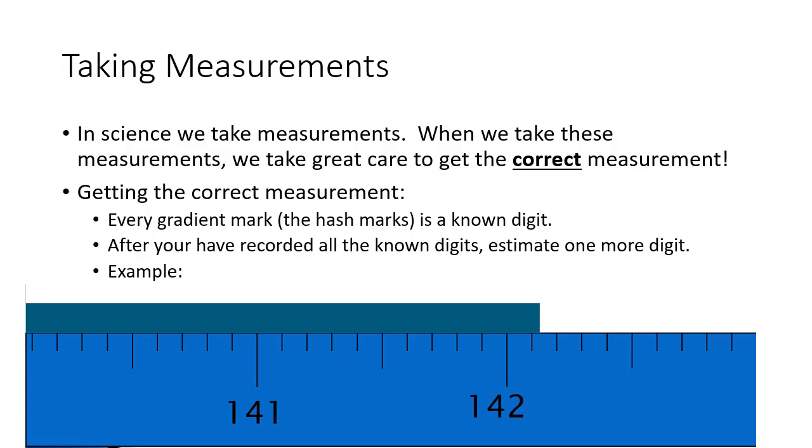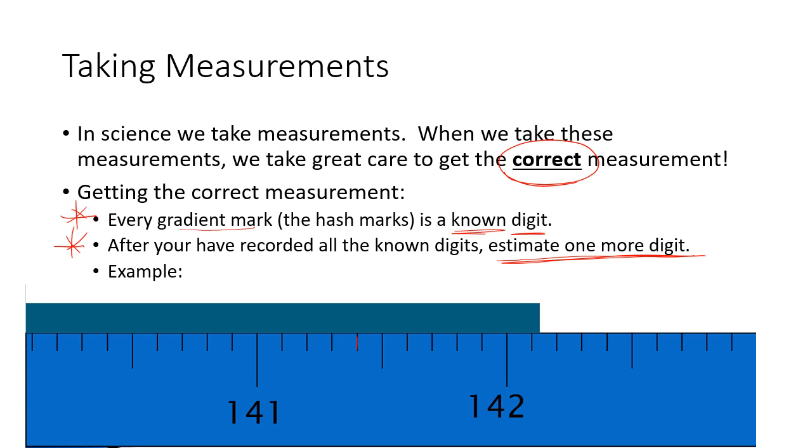In science, we take measurements. And when we take these measurements, we do everything we can to make sure they're the correct measurements. So let's review how to get the correct measurements. So first, every gradient mark, so all these little hash marks, is a known digit. You have to write that down. After you have recorded all the known digits, you need to estimate one more digit.